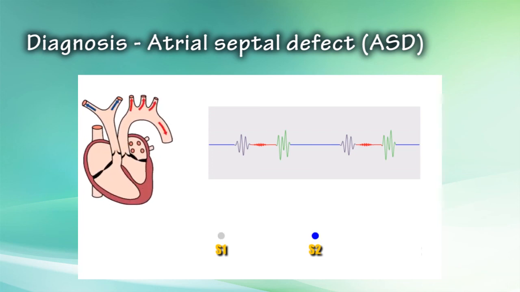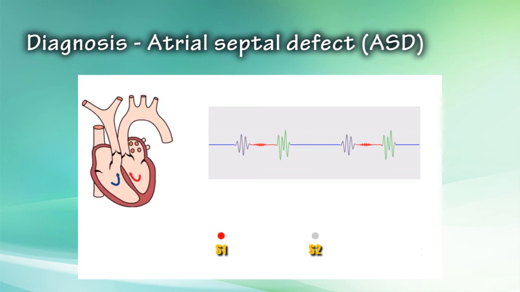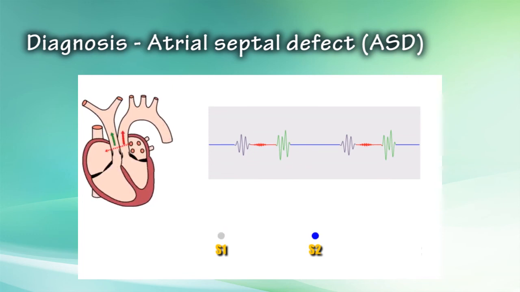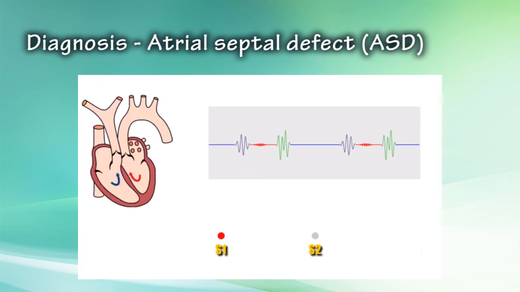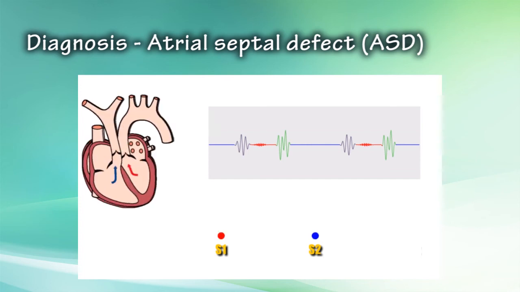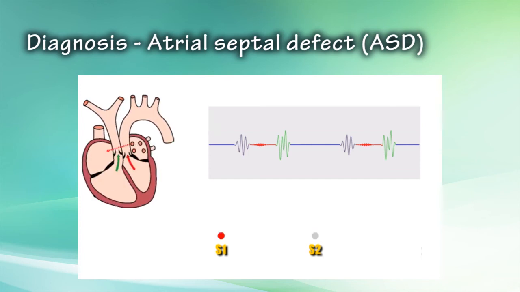Auscultation is characteristically best elicited in the pulmonary area with a short systolic murmur and a characteristic wide splitting of the second heart sound. This is very important to elicit in ASD: a wide split and a systolic murmur at the pulmonary area or at the left sternal edge.